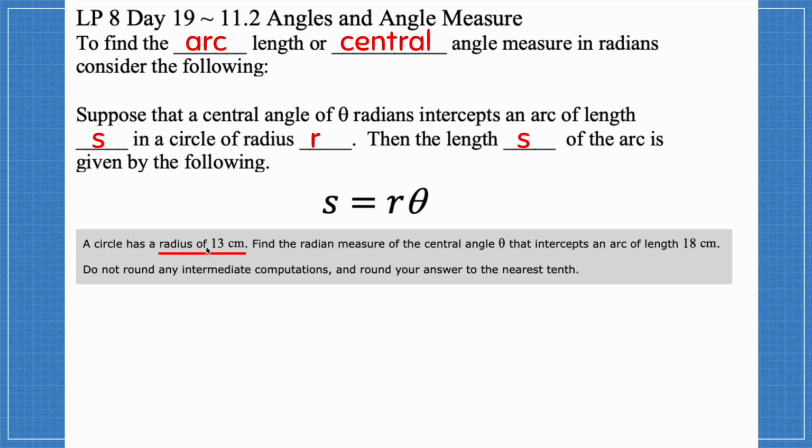Okay? So I have a radius of 13. I have an arc length of 18. So I have s, that's my arc length, and I have my r, that's my radius. So I can actually plug these in. I have 18 equals 13 times my angle, my theta. I'm going to divide by 13 on both sides, and I get 1.4 equals theta. So that's actually all we need to do on that one. We just had to apply this little formula.